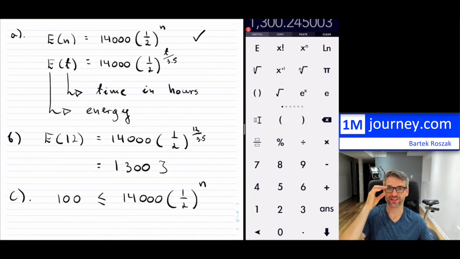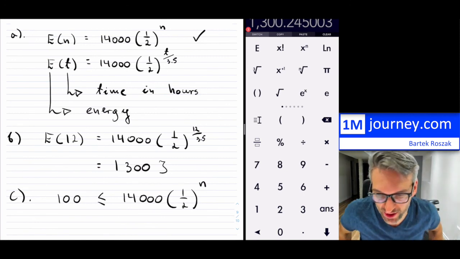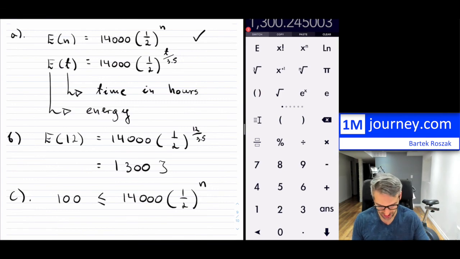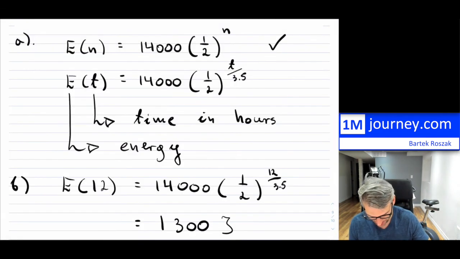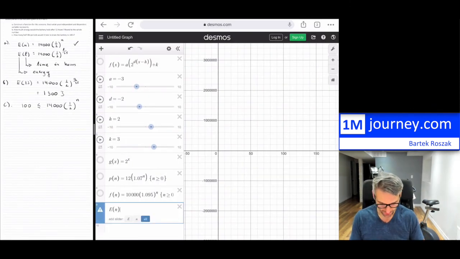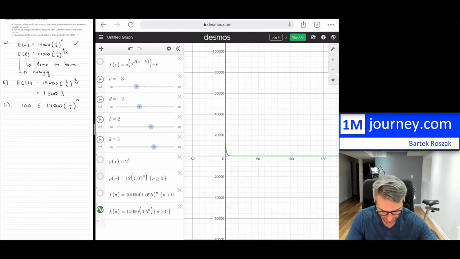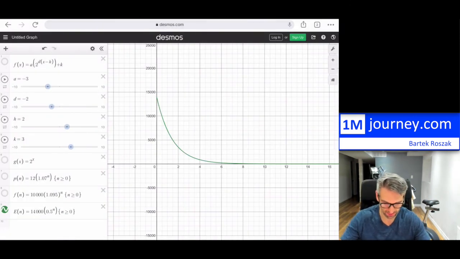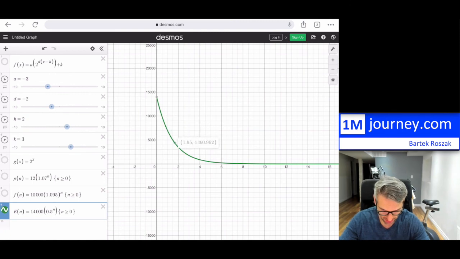Now, when you start going into the next chapter and you start utilizing logs, you can actually solve this equation. But for now, I'm just going to use the graph. And it's going to be neat because I want to kind of see the graph. Okay, so there we have it. Now they said under 100 joules, right? So we want to get to that point. So how long would it take to get to 100 joules?